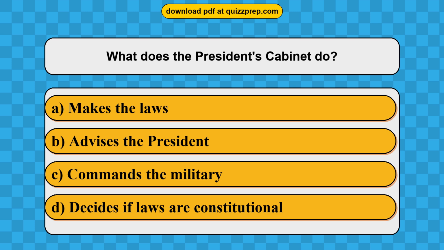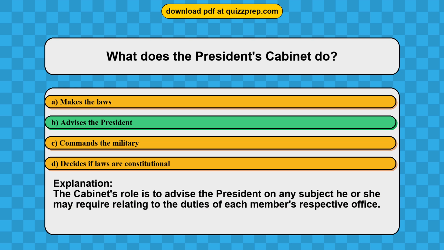Question 44. What does the President's Cabinet do? Option A, makes the laws. Option B, advises the President. Option C, commands the military. Option D, decides if laws are constitutional. The correct answer is option B, advises the President. The Cabinet's role is to advise the President on any subject he or she may require relating to the duties of each member's respective office.